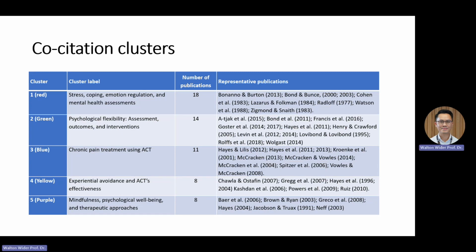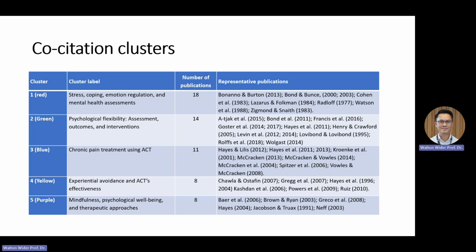So we can see that cluster 1 focuses on 18 publications centered around stress, coping, emotion regulation, and mental health assessment. We can see the representative publications such as Bonanno and Burton, Bond and Burns, and etc. All right. So this cluster, I would say, the foundation of this cluster is on stress and coping. All right.